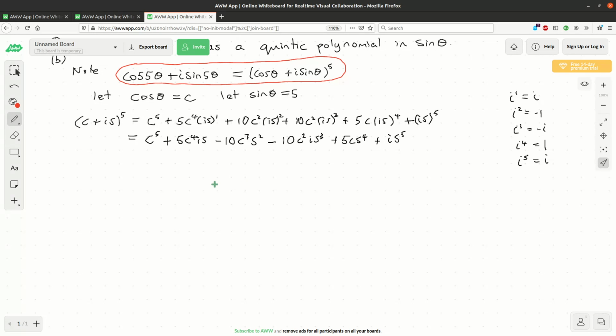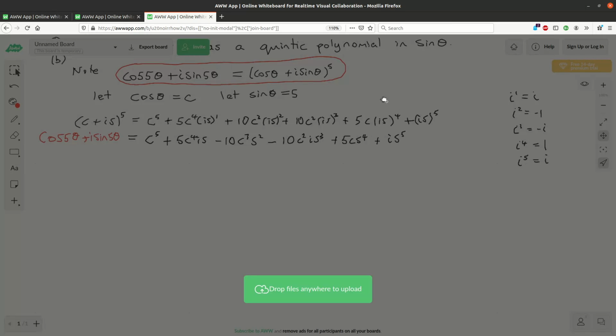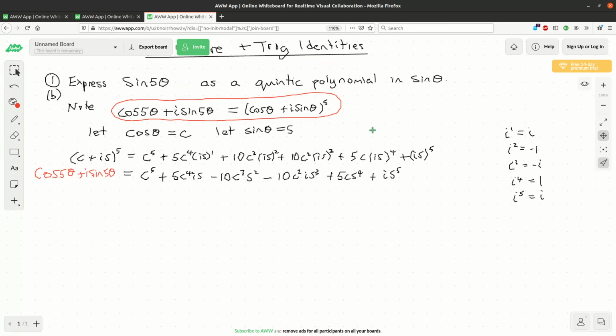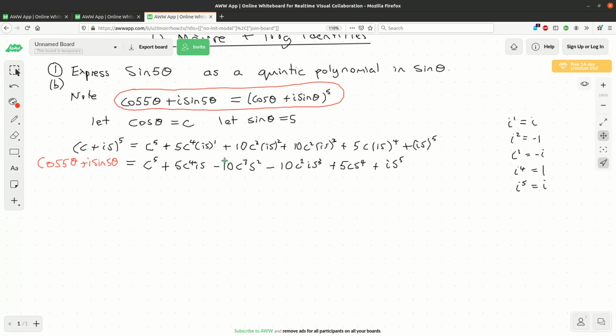What I can now do, of course, is that that is the same as cos 5 theta plus i sine 5 theta. So I can do something very clever. I can equate coefficients, because remember, this is the same as cos 5 theta plus i sine 5 theta. Notice the i on the left-hand side goes with sine 5 theta. So I'll point out right now that this would be the first step if you were doing a question: express sine 5 theta as a quintic polynomial in terms of cos theta.